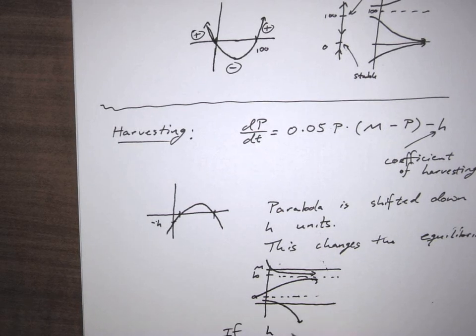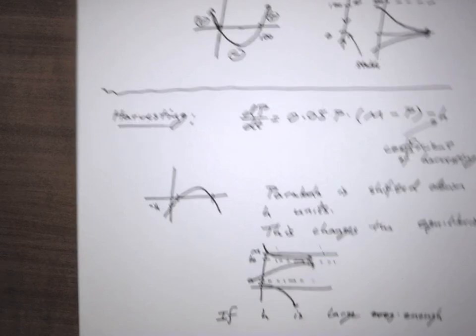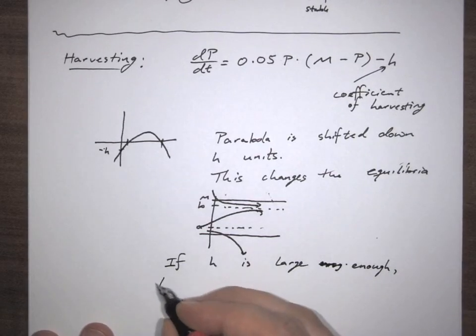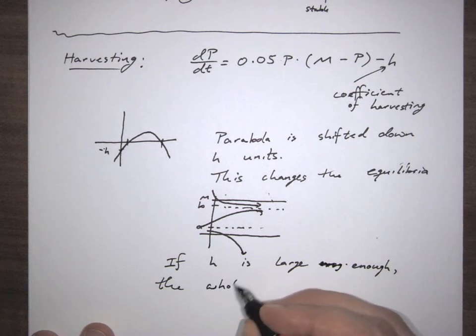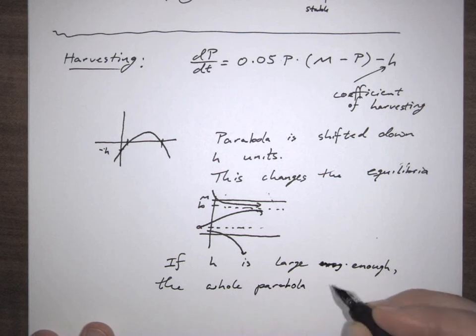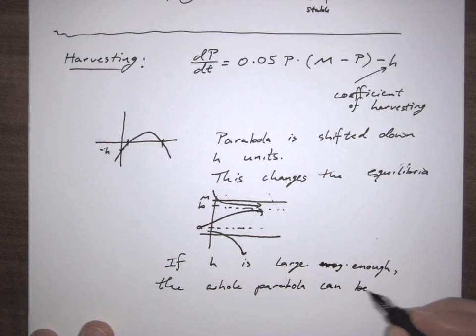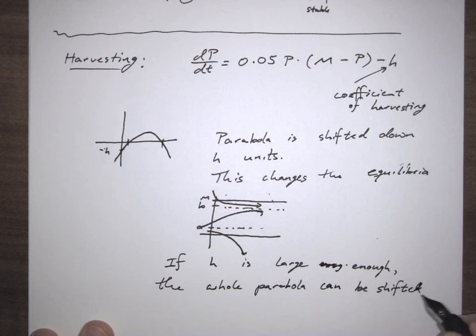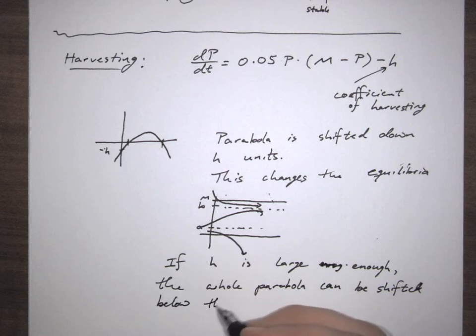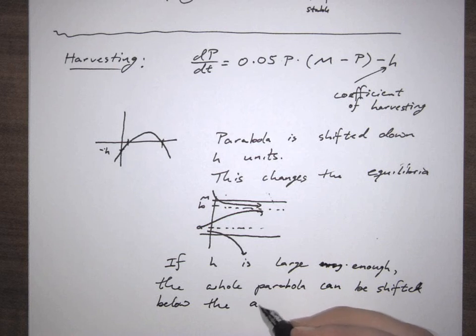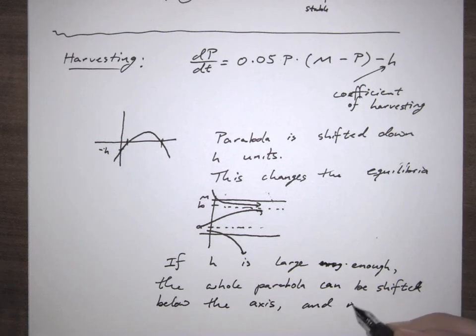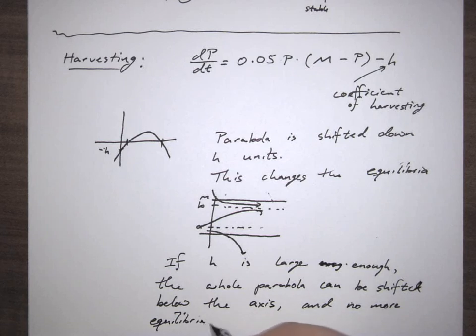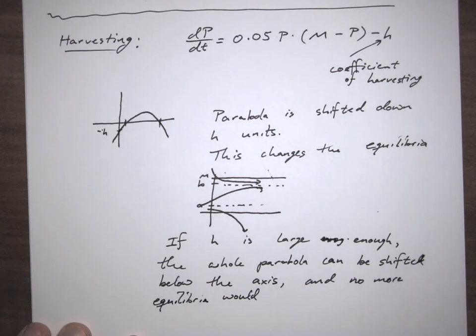And if h is large enough, so if h is large enough, the whole parabola can be shifted below the axis, and no more equilibria would exist.